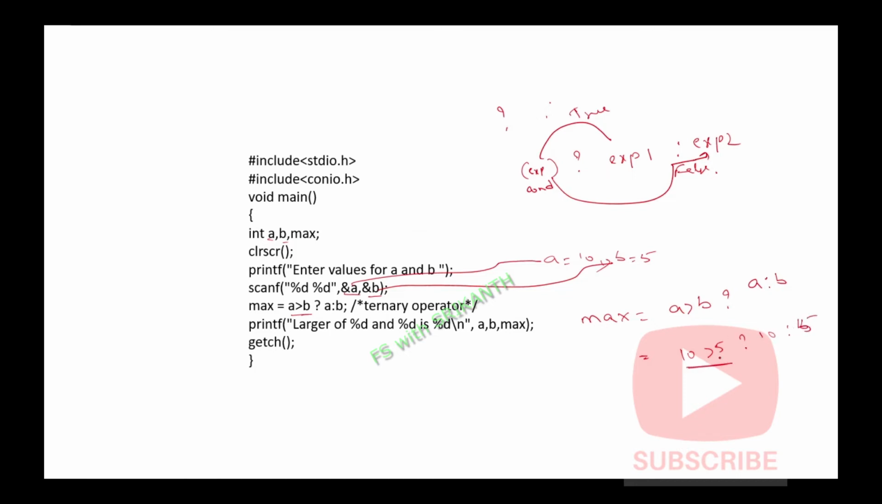Is this true or false? It is true. So it takes this one, A. What value does max have? The entire statement returns 10. Max value is 10 right now. Since it is true, it prints the larger of A and B, which is 10. Larger of 10 and 5 is 10. That is our output.